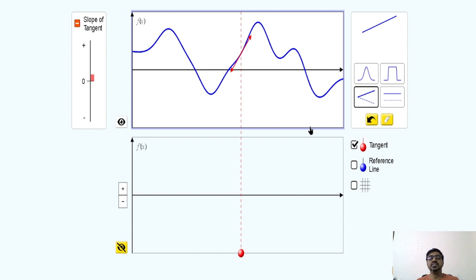So the slope of the tangent is a very important aspect. In the next coming video, we're going to see how the slope of a tangent is related to derivative of a function.